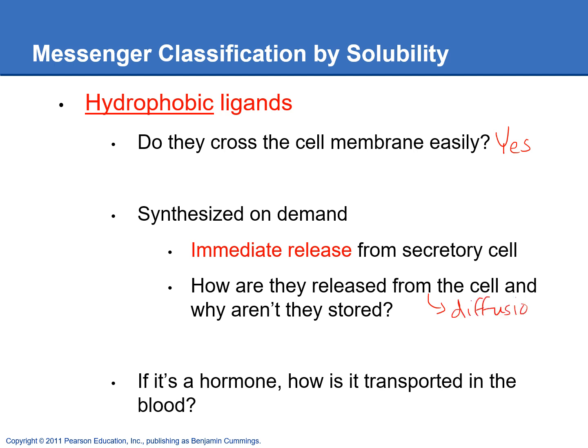So they just diffuse right out of the cell membrane of that secretory cell and then go to wherever they're headed to. If the hydrophobic messenger is a hormone, it's going to be transported in the blood attached to a carrier protein. Because it's hydrophobic, it's not going to mix very well with the water in the blood. So we're going to attach it to a hydrophilic carrier protein, which will make the hydrophobic hormone mix better with the blood.